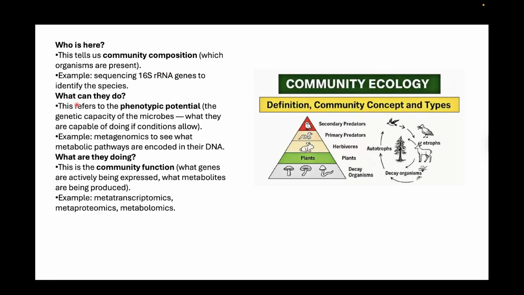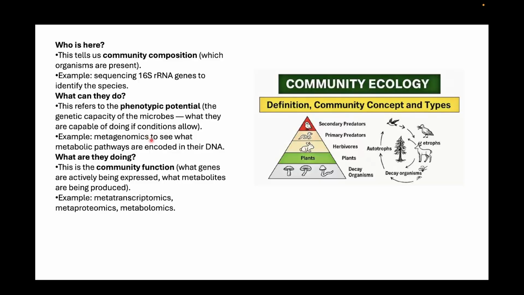What can they do? So these two questions can be a little confusing: what can they do and what are they doing? What can they do represents potential. Can they do means what can they possibly achieve? This is the potential of the community. So this refers to phenotypic potential, the genetic capacity of the microbes. What are they capable of doing if conditions allow? So not in the present conditions, but what if optimal conditions are provided? What is the maximum extent of phenotypic potential of this community? So what can they do is phenotypic potential.